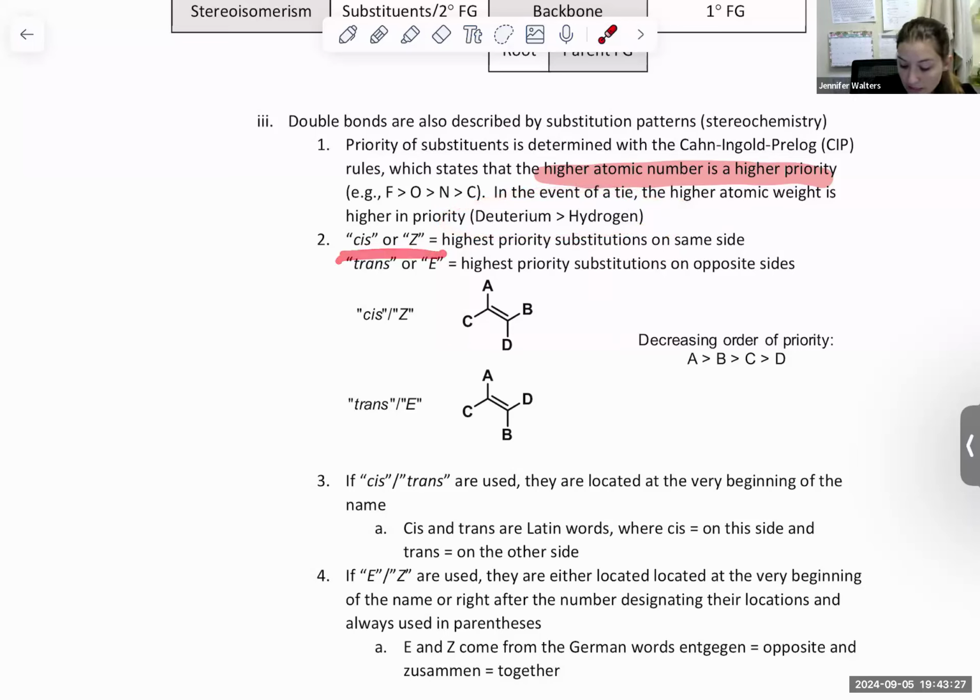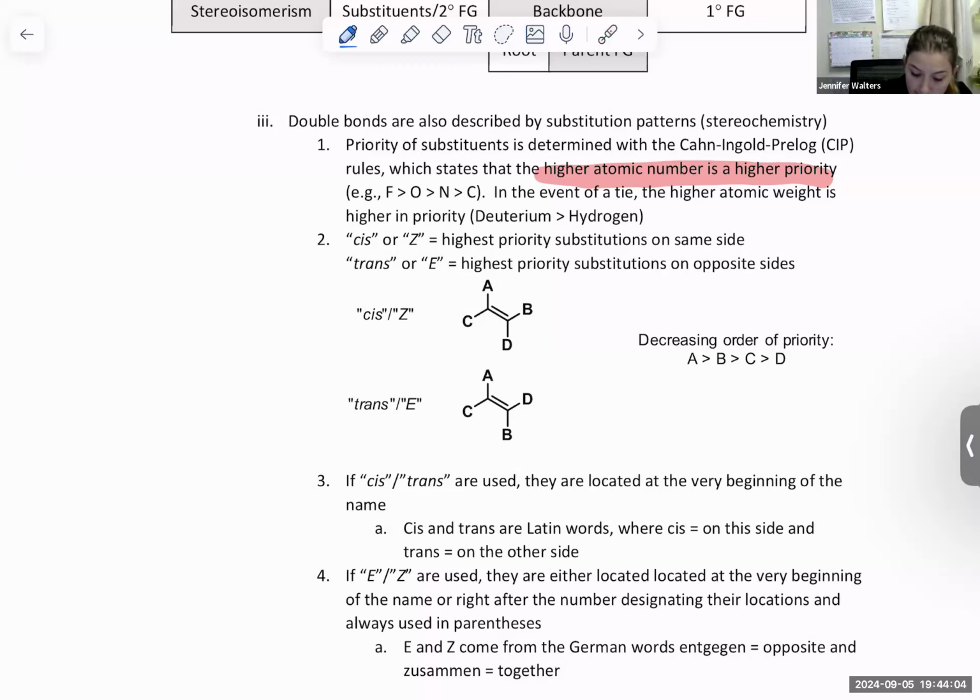Cis or Z means that your highest priorities are on the same side of the double bond. Cis meaning same. Z is from the German word zusammen, which means together. Trans or E means your highest priorities are on opposite sides. So trans is coming from the opposite. And E, again, I don't speak German, I'm sorry, means opposite. So cis and Z are same side, trans and E are opposite sides.